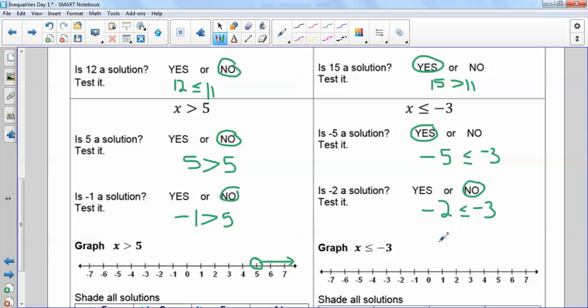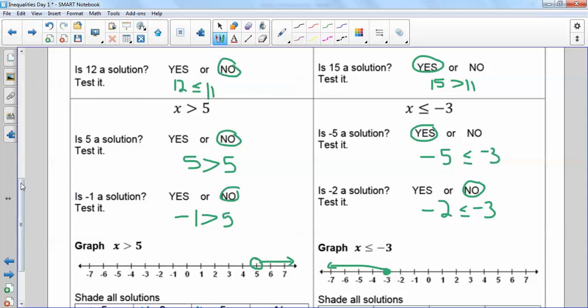Okay, if we were unsure, the best way to tell is by graphing it. So this time we have the line underneath, so we can fill in the circle at -3, right? And it's less than or equal to, so it's going to go down towards our negatives, and there's our line. And just to double check, -5 is in that graphing solution, so we're good that we said yes. -2 was not, it's outside of it, so it's good that we said no.